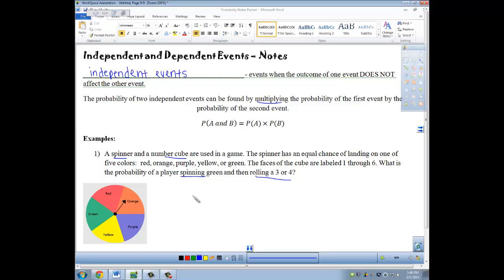So for the first part we want to get green, and there's one green spot out of 1, 2, 3, 4, 5 options. And then when we roll our dice, we want a 3 or a 4. So that's 2 options out of a total 6. Multiply that together. 1 times 2 is 2. 5 times 6 is 30. And then we can reduce that by dividing both by 2. And we get 1 over 15.